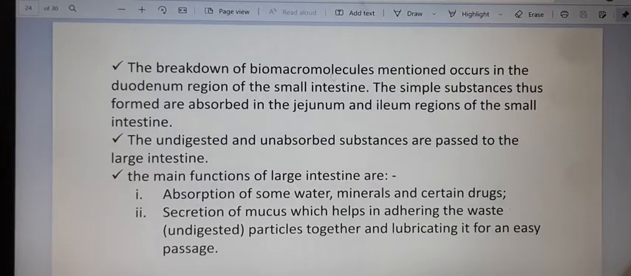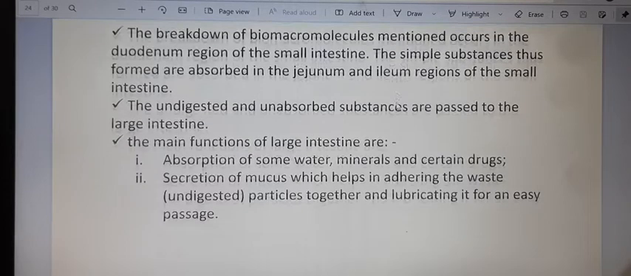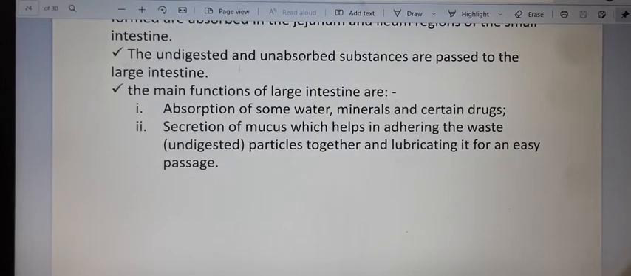Then the breakdown of the biomacromolecules mentioned occurs in the duodenum region of the small intestine. The simple substances thus formed are absorbed in the jejunum and ileum regions of the small intestine. So absorption of the digested food takes place in the jejunum and ileum regions. Then the undigested and unabsorbed substances are passed to the large intestine.